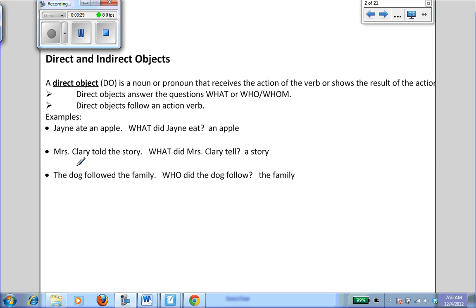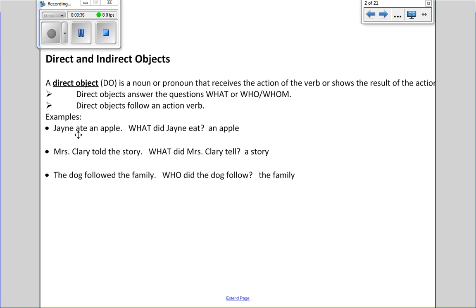So if we look at this first sentence, Jane ate an apple, we want to first look at the verb, ate. Would we label that as an action verb? Yes. So now that we have an action verb, we can look for a direct object. Jane ate what? An apple. So we would put DO above that to show that that is the direct object.